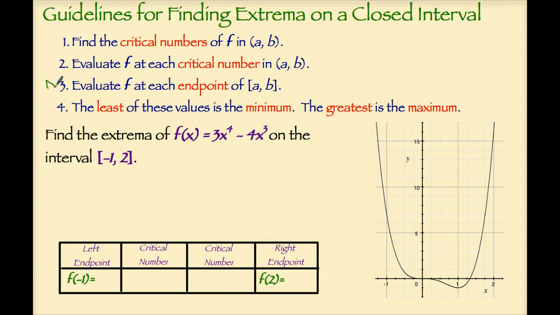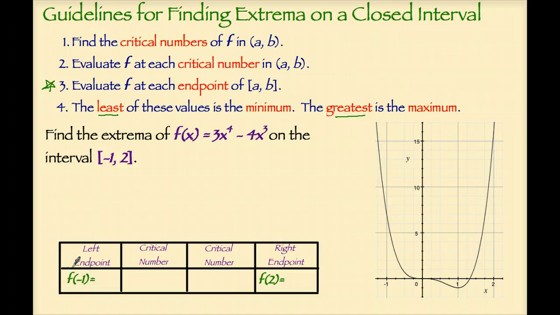Then we will evaluate the function at each endpoint of the interval. It could be that an endpoint generates a max or min value. The least of the values that we find will be the minimum. The greatest of the values that we find will be the maximum. Now let's find the extrema of this function on the interval -1, 2. Notice I've set up a table. I'm ready for us to examine the values that we find.